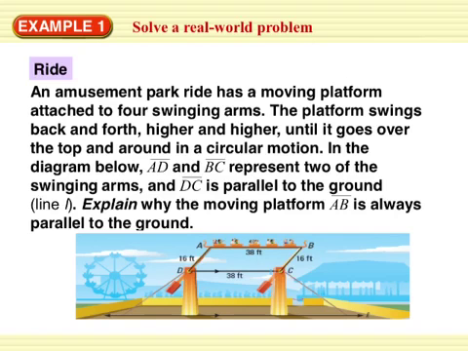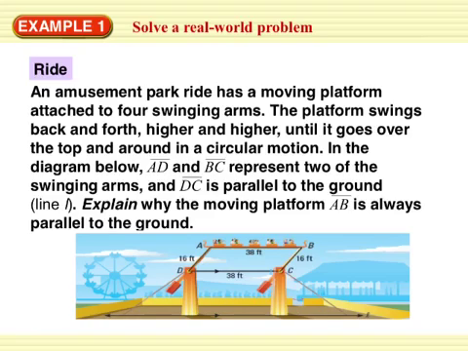Let's try one. An amusement park ride has a moving platform attached to 4 swinging arms. The platform swings back and forth higher and higher until it goes over the top and around in a circular motion. In the diagram below, AD and BC represent 2 of the swinging arms, and DC is parallel to the ground, line L. Explain why the moving platform AB is always parallel to the ground.